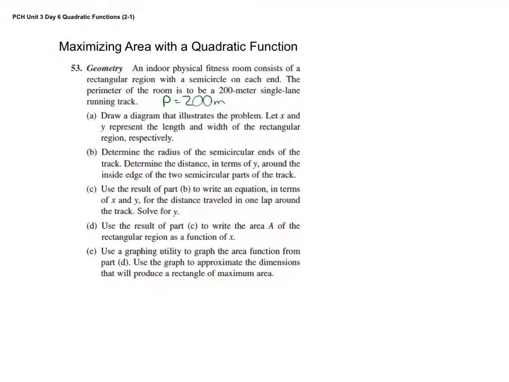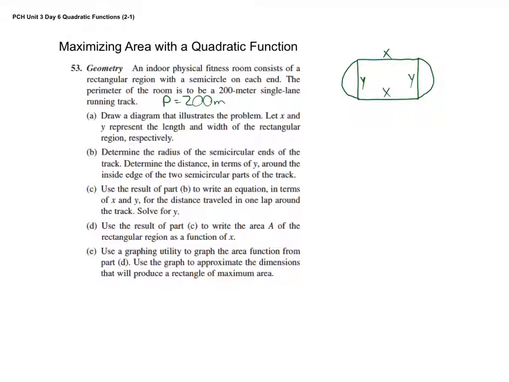And this is kind of going into part A. It says we're going to draw a diagram and let x be the length and y be the width of the rectangular region. So here's our diagram. We've got this rectangular part, and they said let this be x and this be y. But then they said that there is a semicircle on either end.